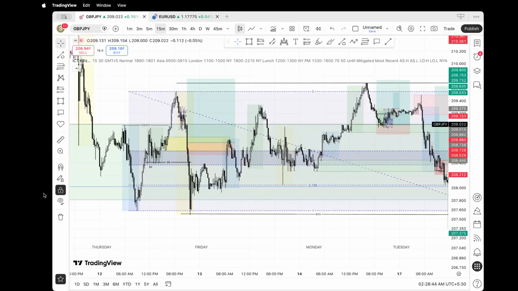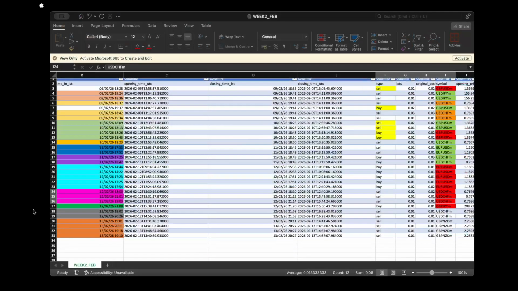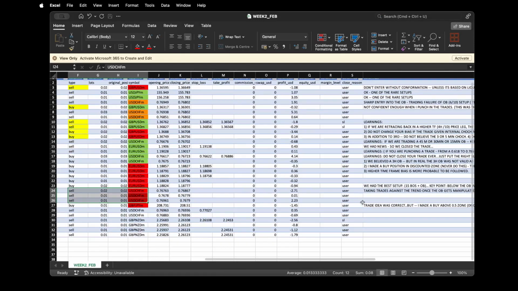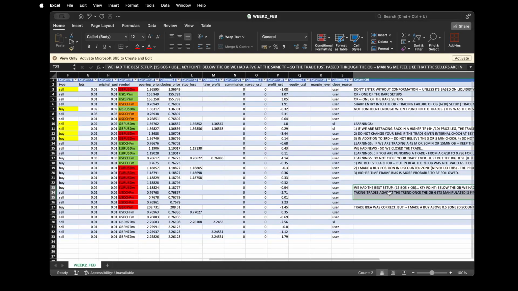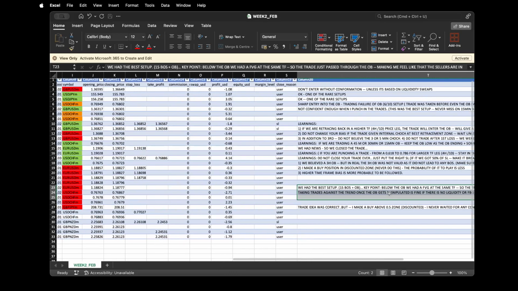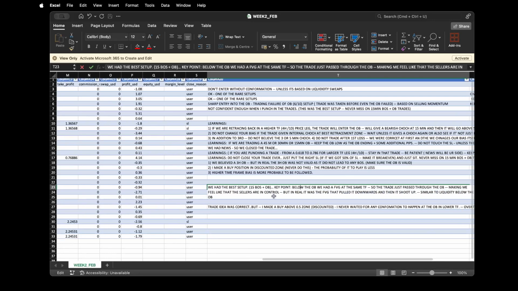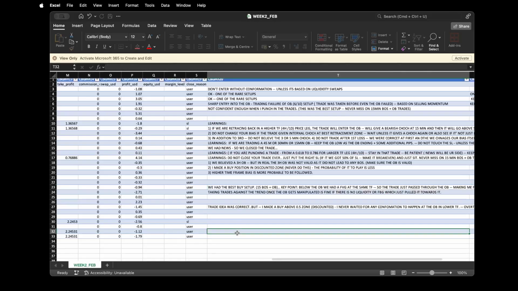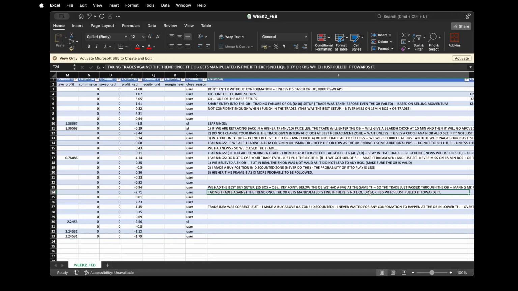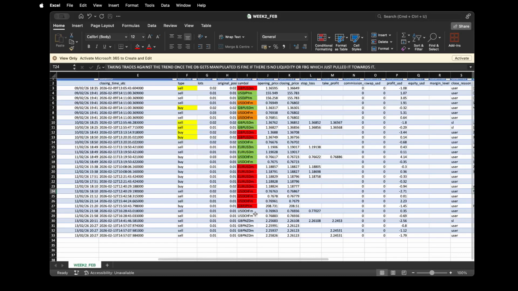Okay, this is GBP JPY. Aha, okay, got it. Let's see what I have written here. This was the best setup. Got it. I took the trade. So the trade, yeah, this was the best buy. Taking trades against the trend once the order block gets manipulated is fine if the liquidity or FVG is not present. This is the learning that we got from USD CHF.